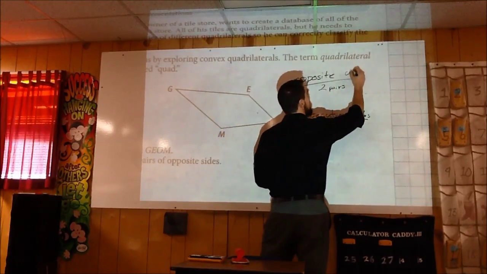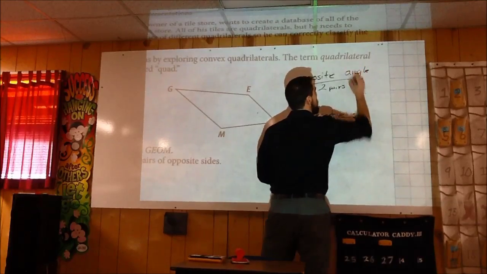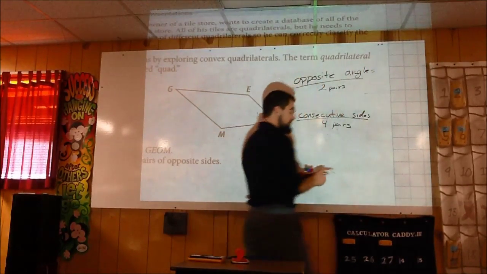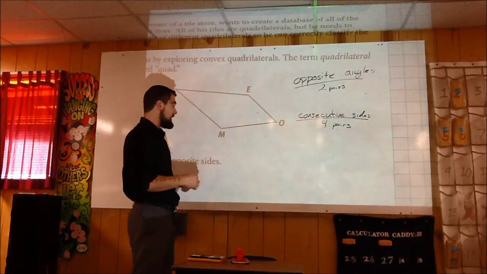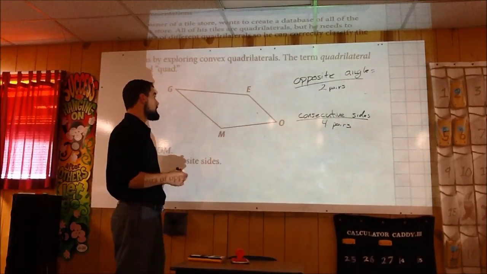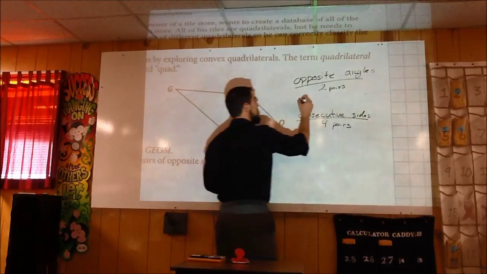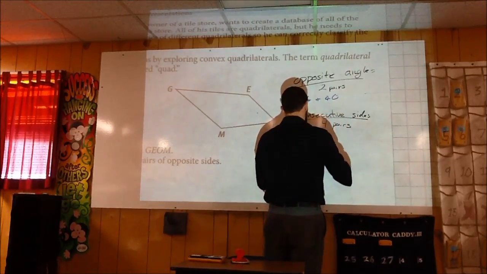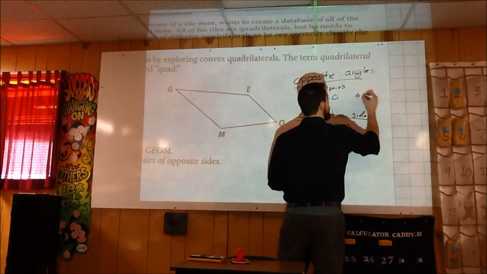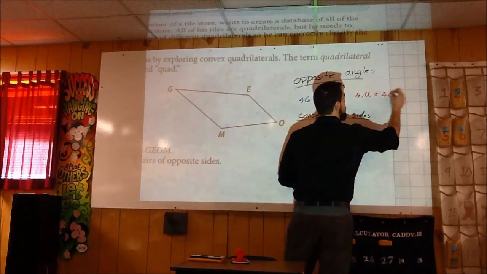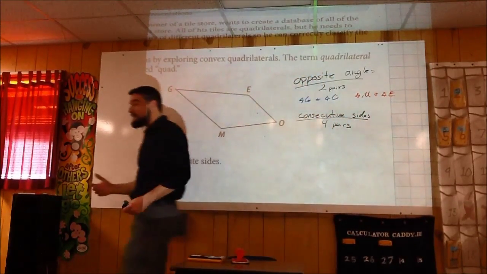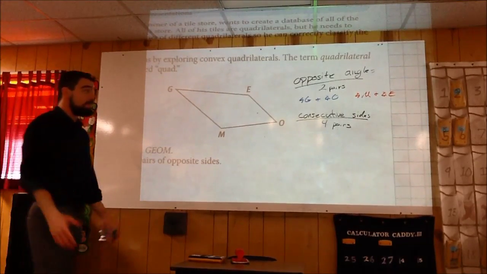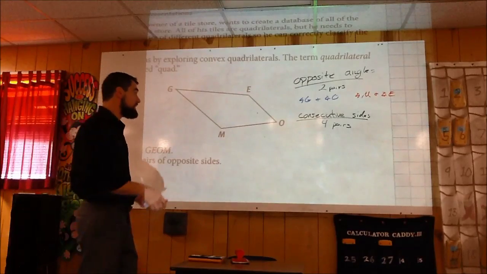So opposite angles. Every single quadrilateral has 2 pairs of opposite angles. Can someone name me one pair of opposite angles? Angle G and angle O. And then the other pair? Angle M and angle E. Now sometimes your opposite angles will be congruent, sometimes supplementary, sometimes there will be no relationship at all, but you need to be able to identify your opposite angles.